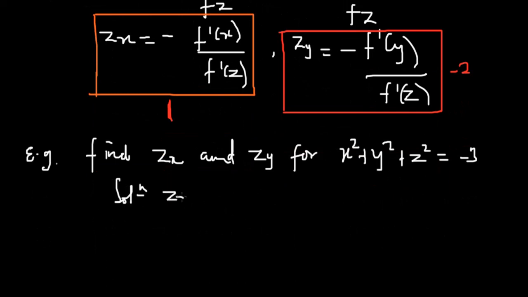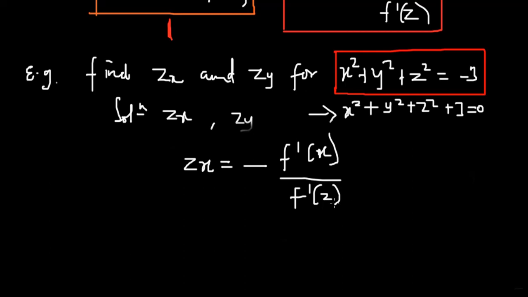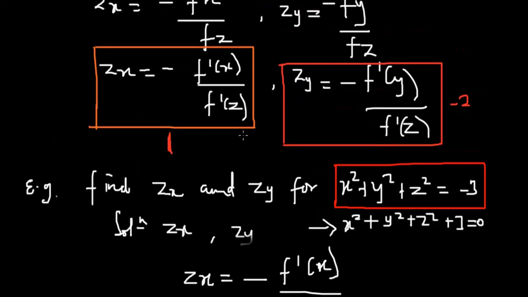So we have zx and then zy, and we already know that. As I stated earlier, always equate everything to 0 over here. So we've just equated everything to 0, and now let's find z of x, which is minus f prime of x, keeping things in check, divided by f prime of z. That's what it implies: f prime of x over f prime of z, just like what we've written out over here.